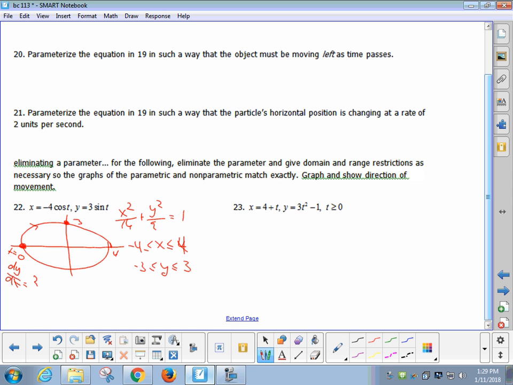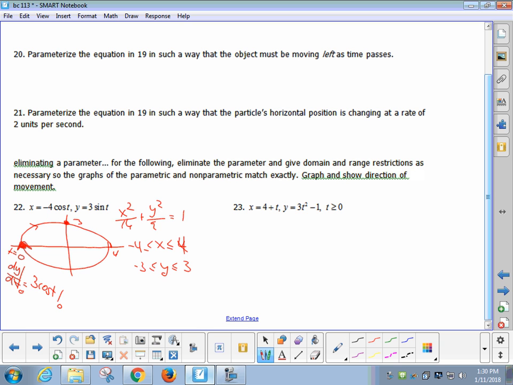dy/dt is 3 cosine t. What's that at 0? 3. So if dy/dt is 3, what does that mean? y is increasing. Okay? And so it really must be going that way. And it wouldn't have helped to look at dx/dt, because at that point dx/dt would be 0. It's all moving vertically rather than horizontally. So a derivative helps you to determine direction of movement as well.